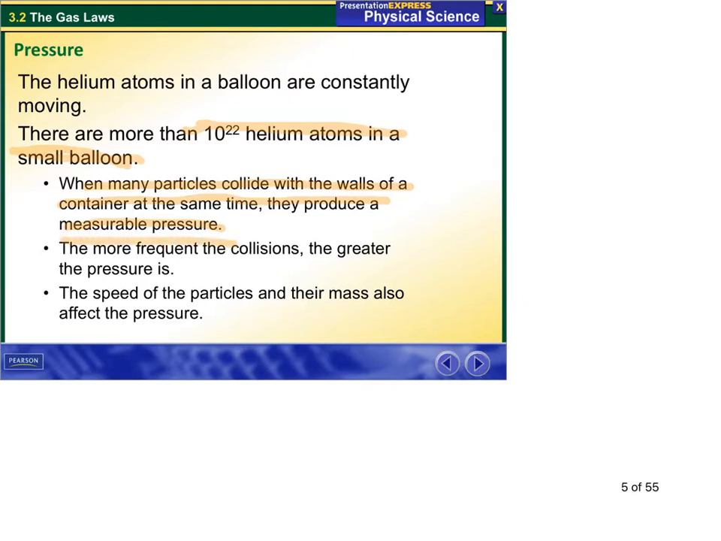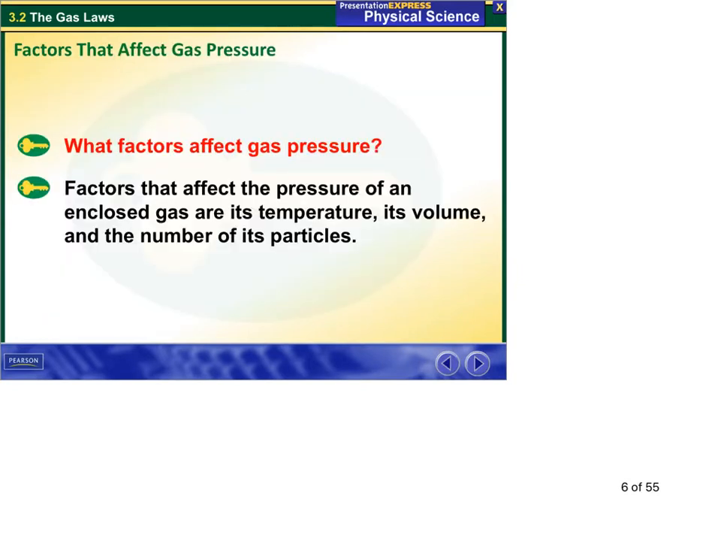So the more frequent the collisions, the greater the pressure. And the speed of the particles and their mass also affect the pressure. So there are a number of things affecting pressure here. And that's our next key question: what factors affect gas pressure? The factors affecting the pressure of an enclosed gas are temperature, volume, and number of particles.